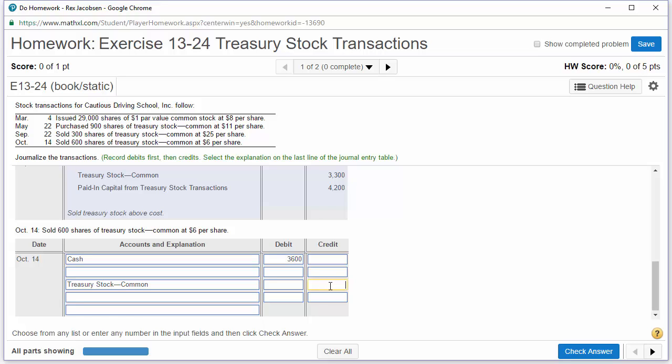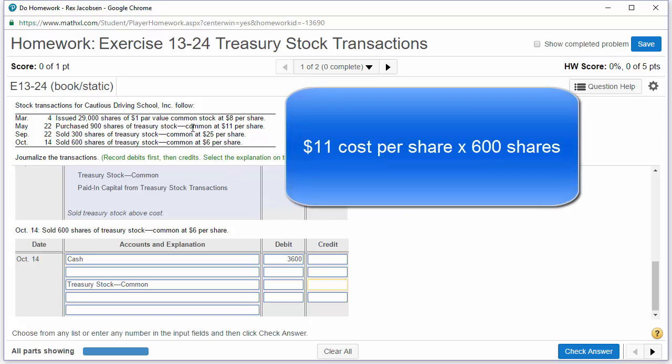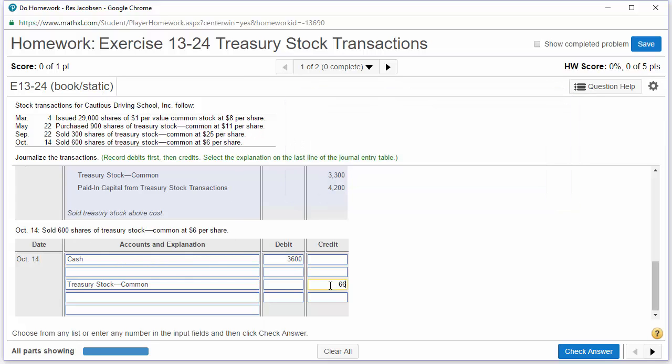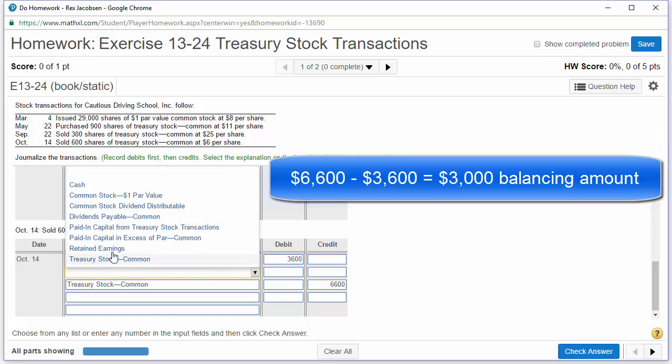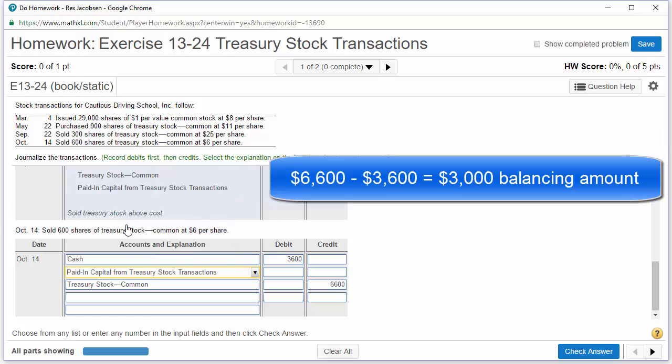So our Treasury stock is going down. And remember, Treasury stock goes down with a credit. And we have to record that at cost. So remember back up here, the cost was $11 a share. So 11 times 600 gives us 6,600. And remember, the balancing amount for Treasury stock transactions is going to go into paid-in capital from Treasury stock transactions. The balancing amount is $3,000.